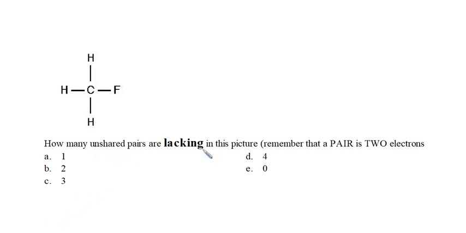How many unshared pairs are lacking? So I can see right now that fluorine needs to have 3 pairs of electrons for a total. Remember, it has 7, and 4. Each of these has 1, so 7 and 4 is 11, 12, 13, 14. 2, 4, 6, 8, 10, 12, 14. So with those 3 pairs, how many unshared pairs? 3 are lacking.